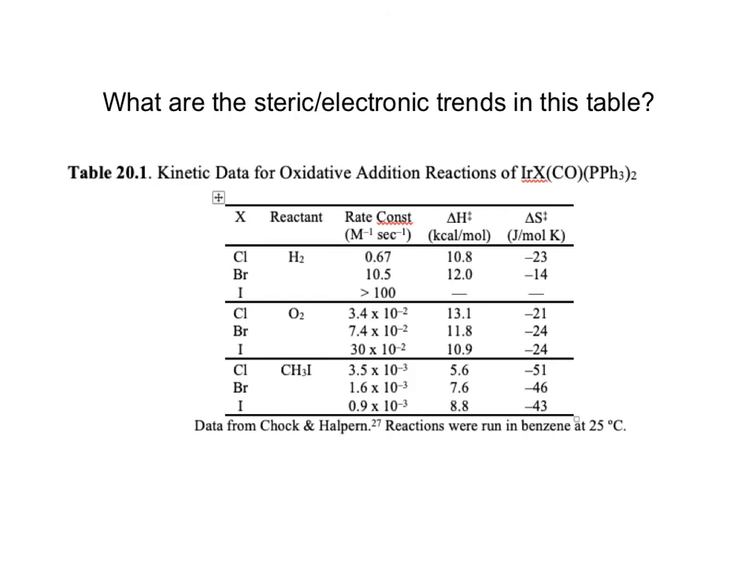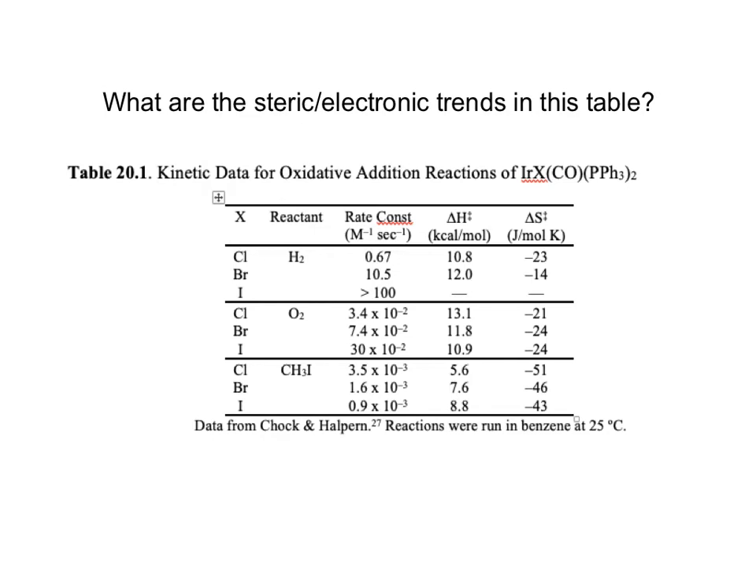This table is explained in the chapter, so I'm not going to go over it in a lot of detail, but I want to highlight a few things. Since an oxidative addition requires oxidation to proceed, you might think that increasing electron density at the metal center would cause an increase in the rate or the favorability of the reaction.